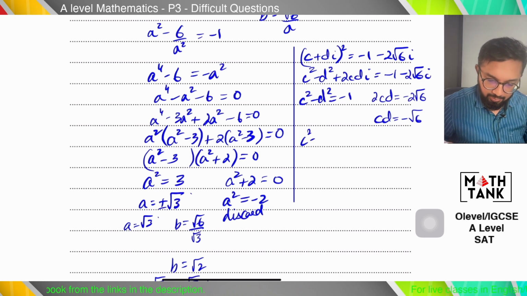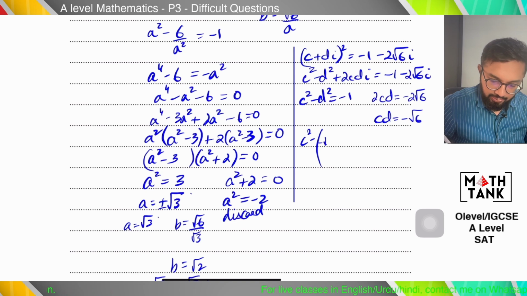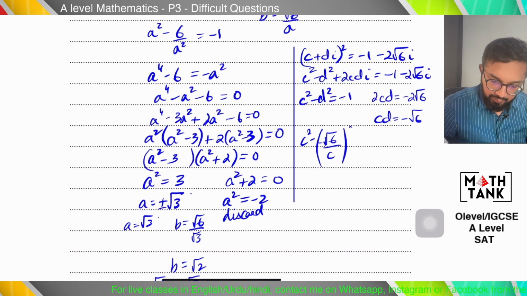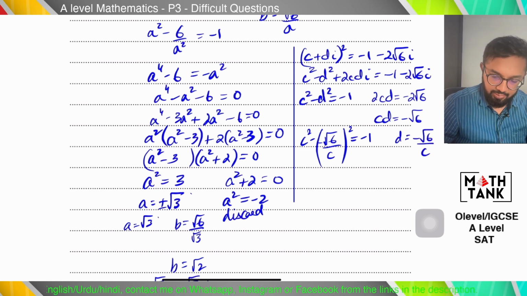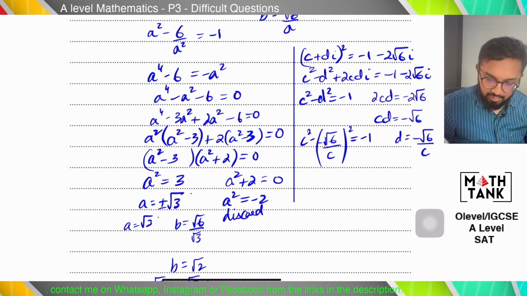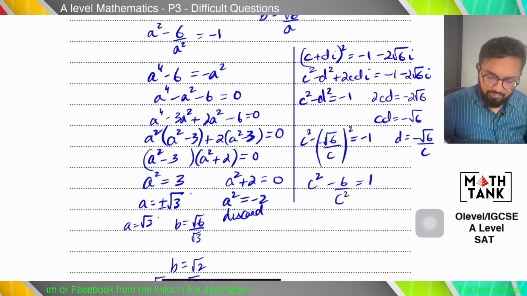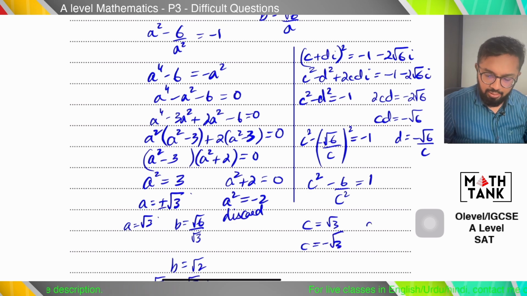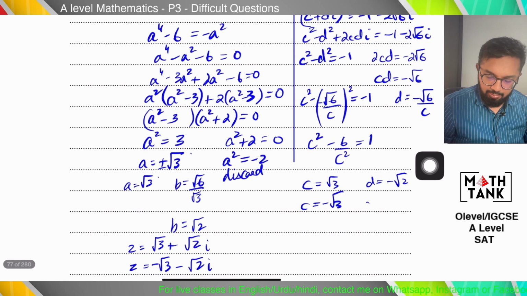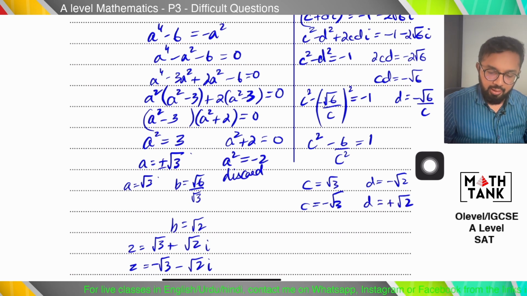Okay, c square minus root 6 over c square equals minus 1. d equals minus root 6 over c. Okay, just putting that out there. So this becomes an exact similar version of what I had on the other side. So again, c is going to be either root 3 or c is going to be minus root 3. But in this case, d is going to be minus root 2 and plus root 2 in this case. You can plug in and find out.